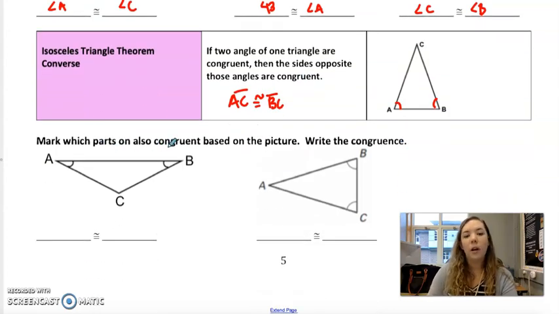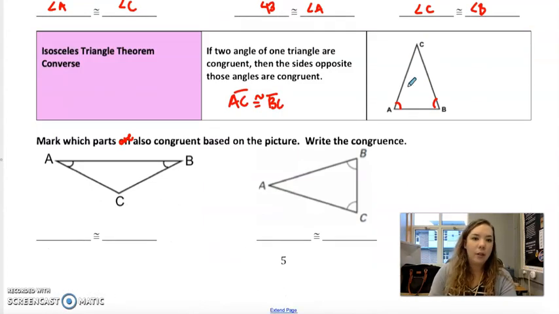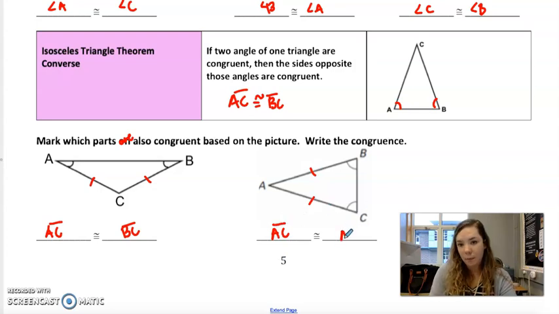So mark which parts are also congruent based on the picture. Write the congruence. And they wanted us to mark them here, but we filled them in, so I think that's sufficient. So we're going to mark that AC and BC would be congruent. And here we would say again AC and AB.